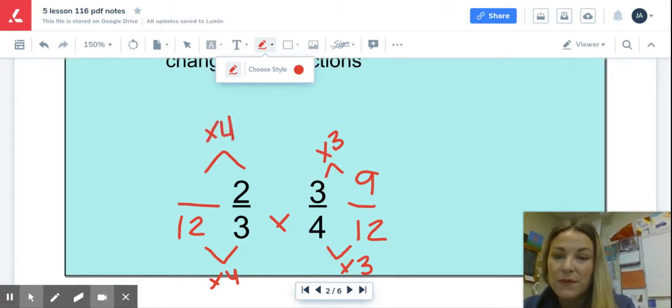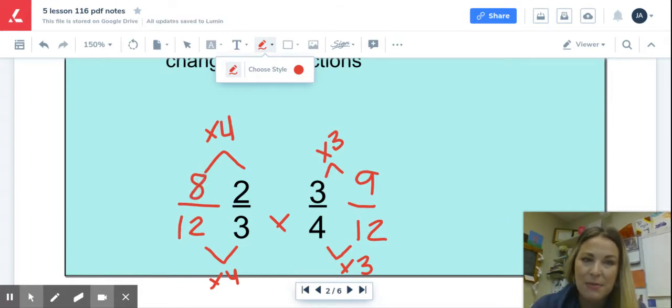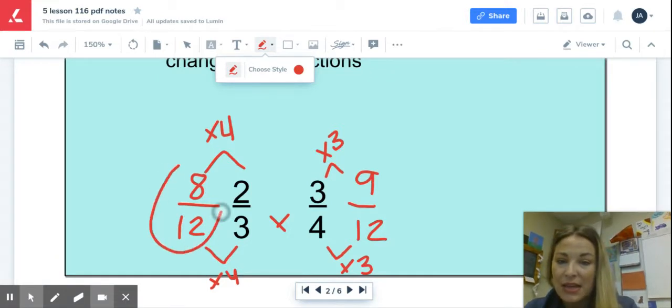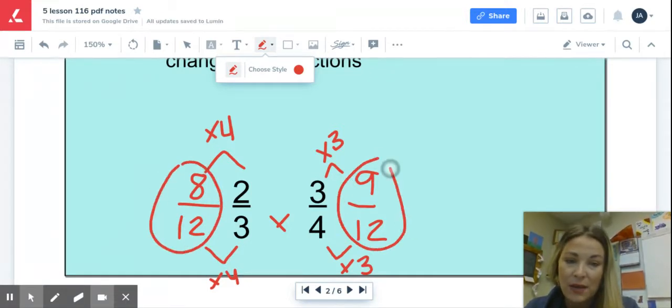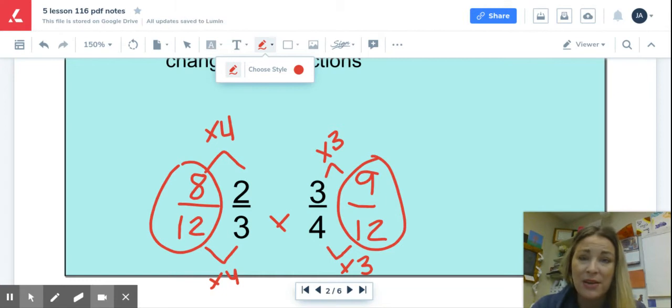So 2 times 4 is 8. They're not even asking us to compare these two fractions, but if they were, now we have 8/12 and 9/12. And once they have a common denominator, it's really easy to compare them and decide which one's greater. So of course, in this case, this would be greater. 9 out of 12 is greater than 8 out of 12.